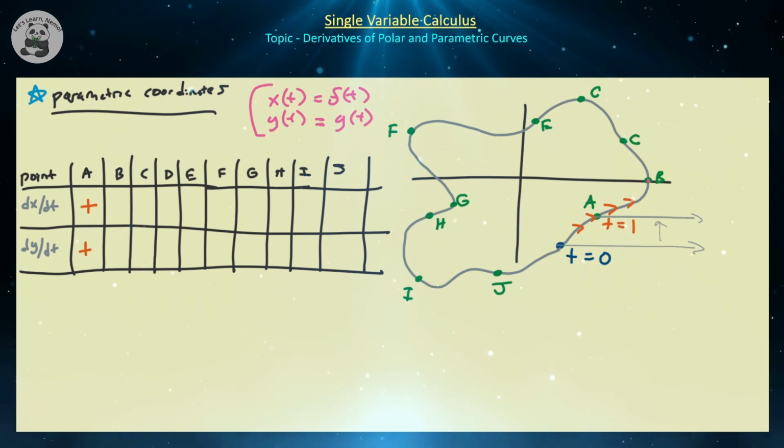Now, once we reach point B, notice that we're not moving to the right anymore. So the derivative of x with respect to time, or t, at this point is going to be equal to 0, but we're still moving in the upwards direction. Therefore, dy/dt will be positive at this particular point.